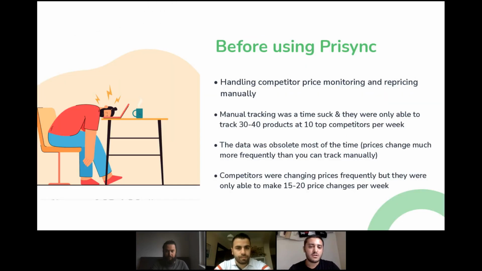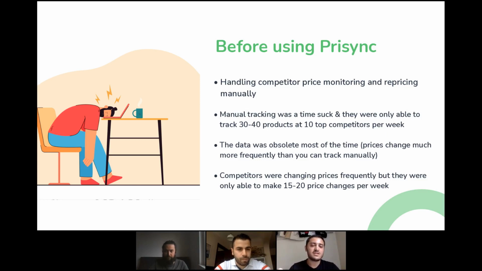So for Justus, since they are an online retailer, for repricing their product prices, they need to monitor their competitors' prices, analyze the data, and decide their prices. Before using Prisync, they were doing this task manually. And as you can imagine, if you are selling hundreds and thousands of products online, this process takes a lot of time, and it's a really time-consuming task for them.